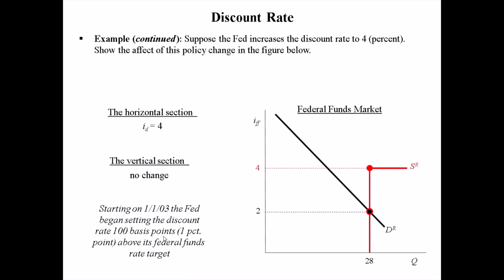Now the Fed, starting in 2003, started setting the discount rate 100 basis points above the target. So this is not going to be the case. So if the Fed wanted to raise the discount rate up to 4, it would raise the federal funds rate up to 3. Okay.